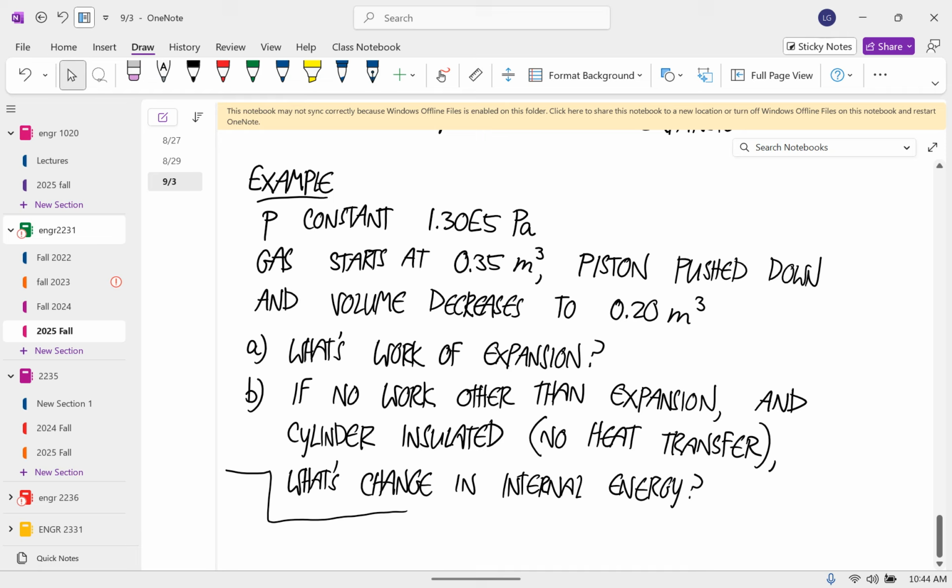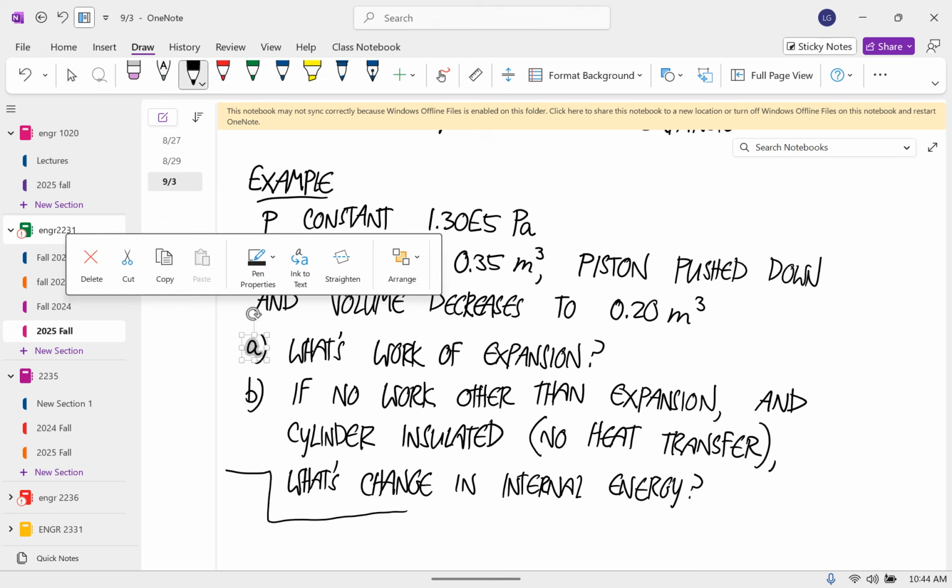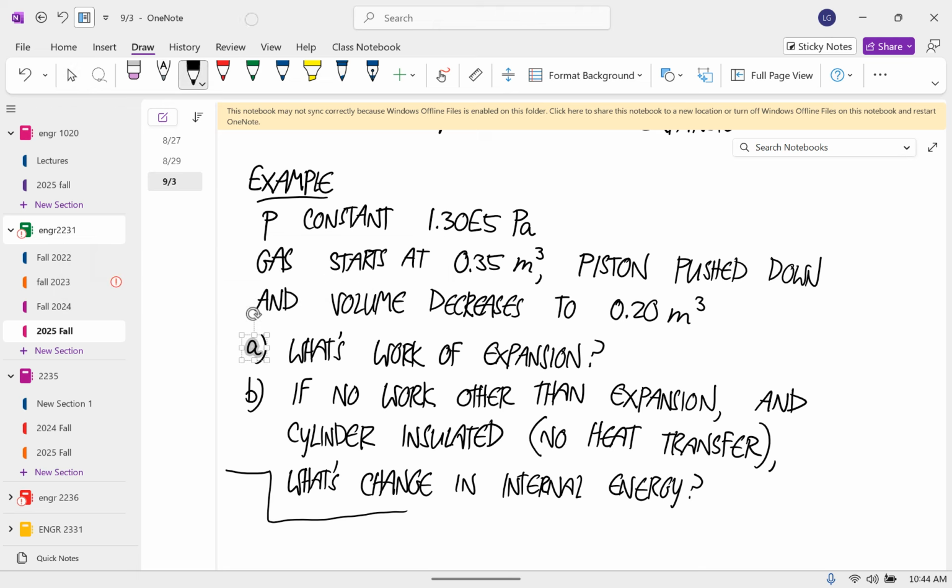Okay, well, you're given that pressure is constant, and that should ring a little alarm in your head that says, I can calculate the work of expansion. Is that useful in any way to me? Well, in this case, it's explicit in the problem that that's the first thing you want, to calculate the work of expansion. But to make this problem a little harder, all I would have to do is not ask you part A and just ask you part B.